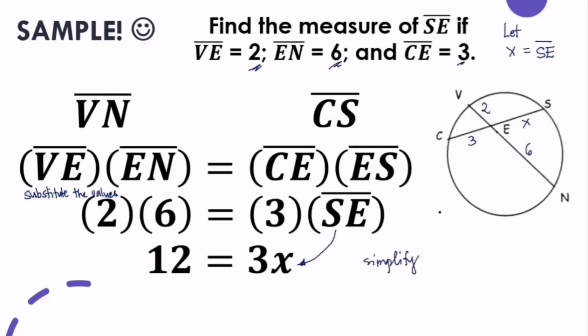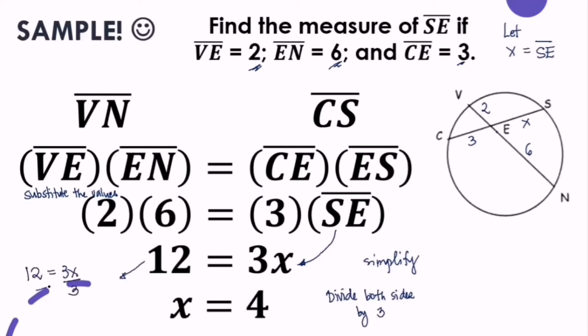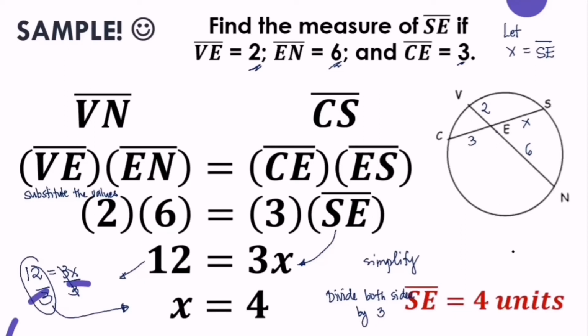So, the next one is, syempre, we're going to divide both sides by 3. Kaya, nakuha si 4. Nasundan po ba? So, para sa mga nalilito, ganito po ang nangyari dyan. 12 is equal to 3x, divide both sides by 3. Then, 12 divided by 3, the answer there is 4. Okay? So, our final answer here is segment SE is equal to 4 units.